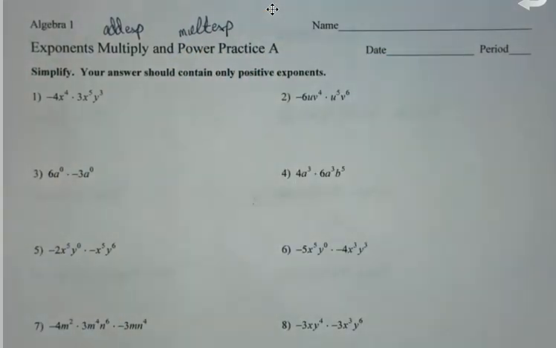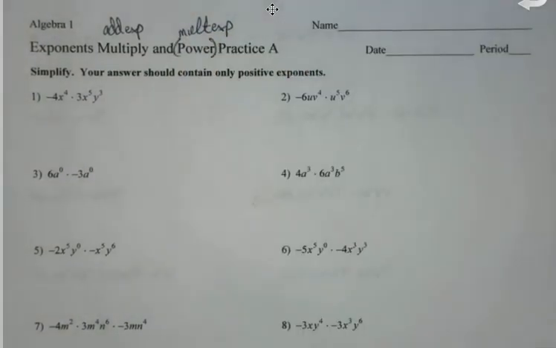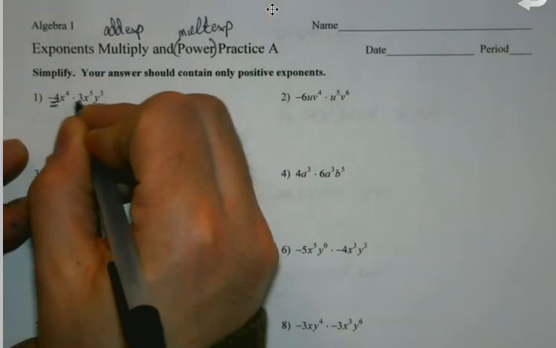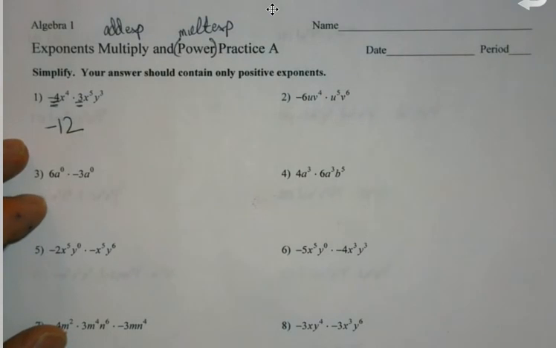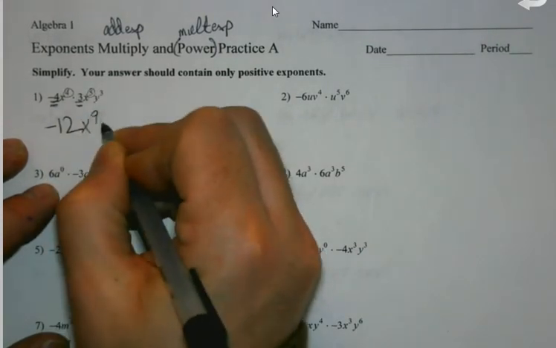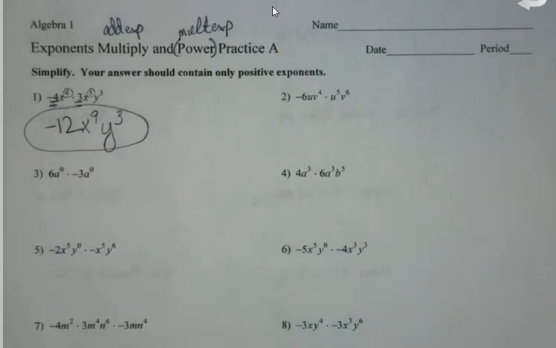So in number 1, I'm just multiplying. There's no sets of parentheses or anything like that, because that's typically when I have my powers, when I have parentheses. So I'm just going to times. So negative 4 times 3 is negative 12. What's my exponent on my x going to be? 9, because I'm adding the exponents since I'm multiplying here. And then the y to the third is the only one there. So that one's done.